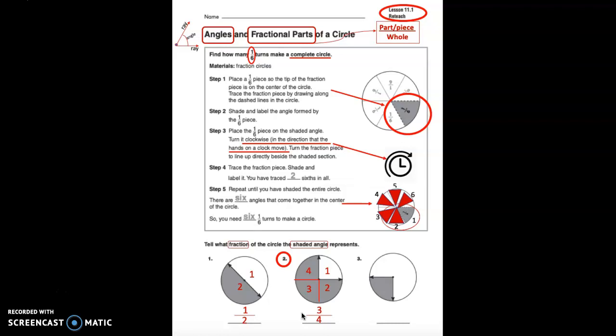Let's take a look at our last problem. Number 3. As you can see, I've done the same thing as in number 2. I've extended my rays all the way so that it breaks my circle up into 4 equal pieces. If there are 4 equal pieces that make up my circle, I know my denominator is going to be 4. And as you can tell, there's 1 shaded piece. Therefore, my numerator is going to be 1.